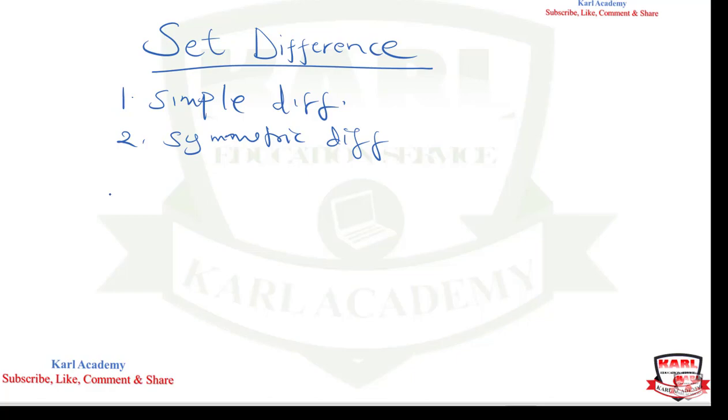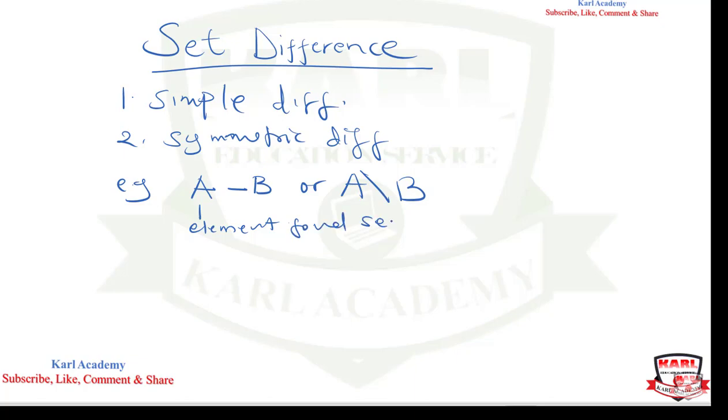The symbol difference is the difference between two sets. E.g., take the element A minus B, the difference. This means elements of A which are not in B. Simply, these are elements found in set A and are not in set B.